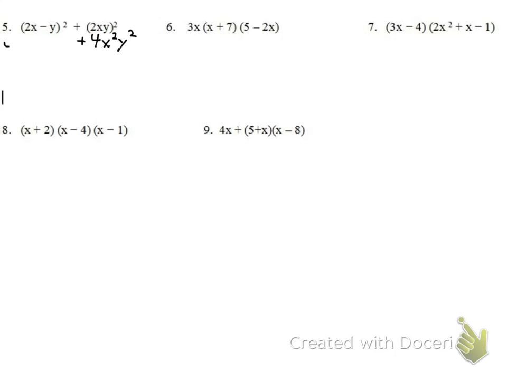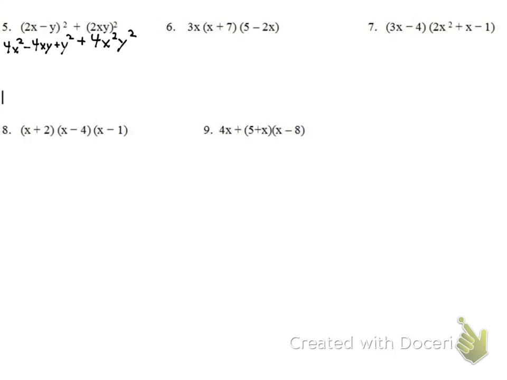But for this one, it's going to be 4x squared is our first term. Then we're going to have negative 4xy as our second term, and plus y squared as our third. We look at our terms, we can't combine any of them, so we just leave it as that, and we can move on.